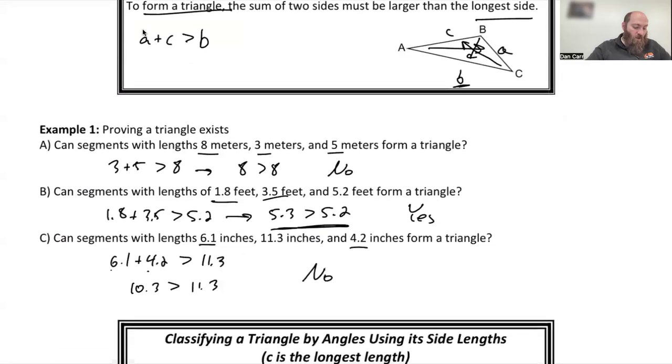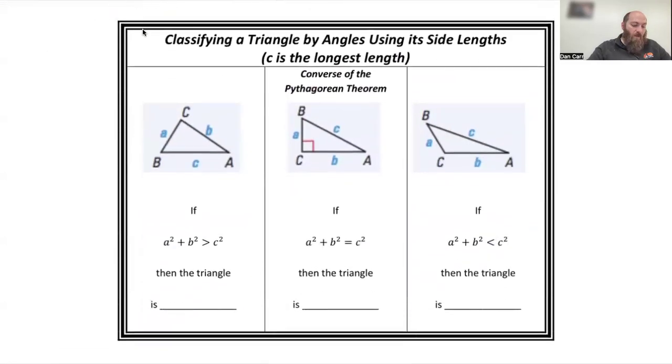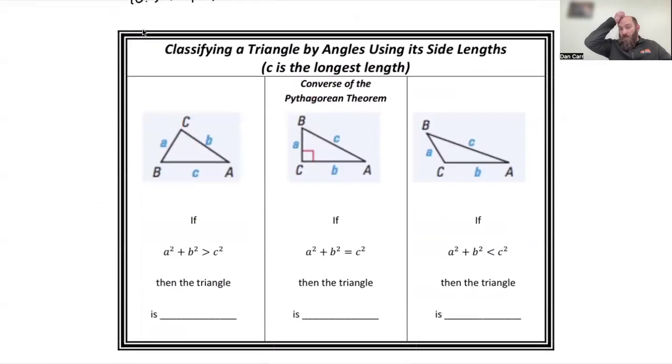The other part of this with our inequalities is we're able to classify a triangle based on the Pythagorean theorem. So this is our actual converse of the Pythagorean theorem. Remember, the Pythagorean theorem says if we have a right triangle, then the sum of the leg squares is equal to the hypotenuse squared. But we can work that backwards.